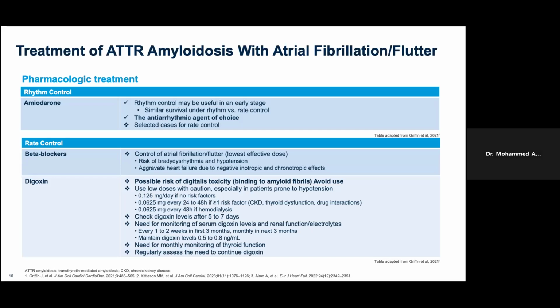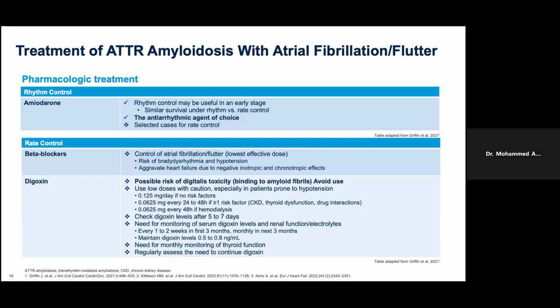For management of rate or rhythm control, the guideline prefers amiodarone early in the disease. Rhythm control can be useful in the early stage, with similar survival under rhythm or rate control. The antiarrhythmic agent of choice is amiodarone. For rate control in a patient with atrial fibrillation, the risk of bradyarrhythmia and hypotension is high, and heart failure can be aggravated due to negative inotropic and chronotropic effects.